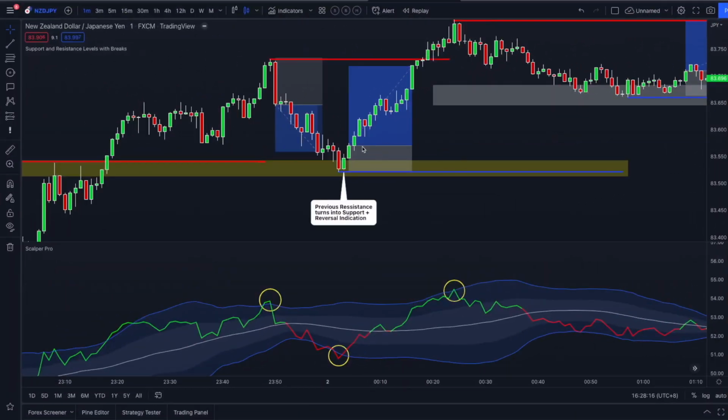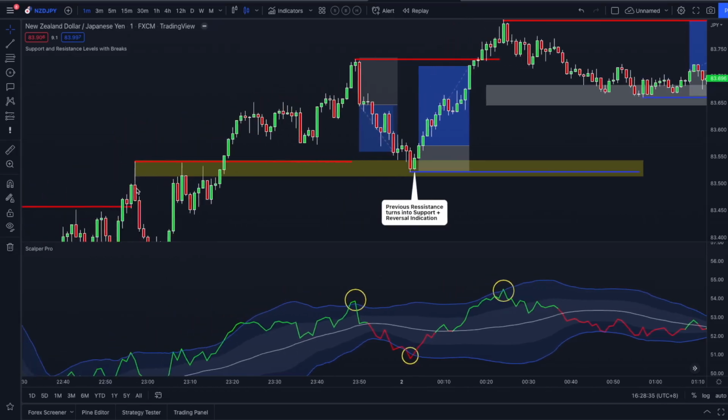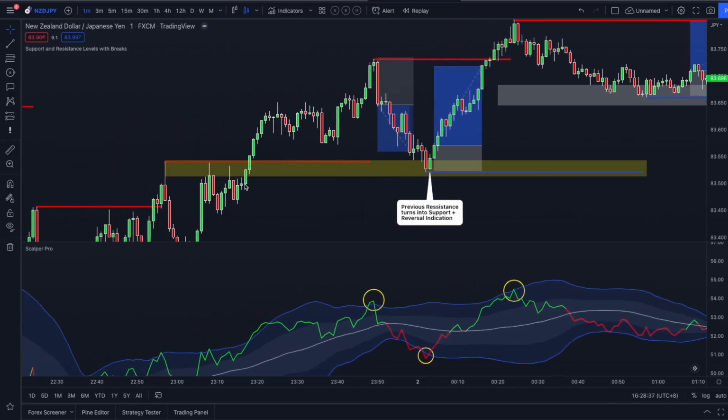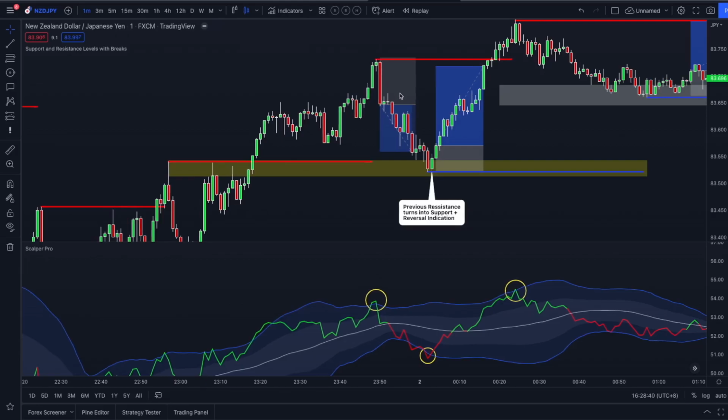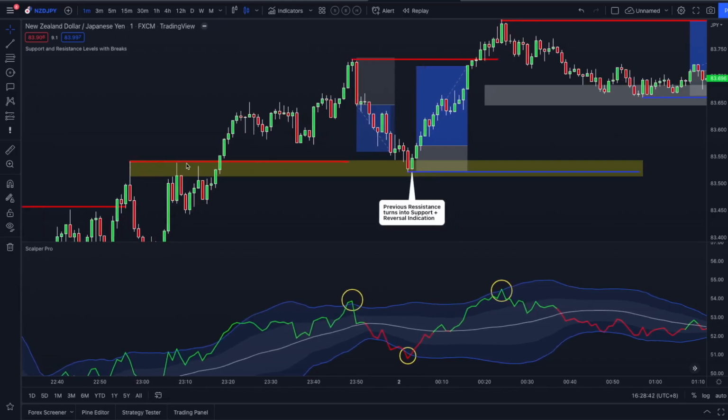Alright guys, but let's get on to some charts and I'll show you how I use that indicator on a daily basis. So what I'm using here is the support and resistance levels with breaks indicator by LuxAlgo, or you can just draw support and resistance levels yourself. But for example, right here we had previous resistance where we broke through, and we've got a pullback back into this previous resistance area. And if we break through, resistance is automatically turned into support.